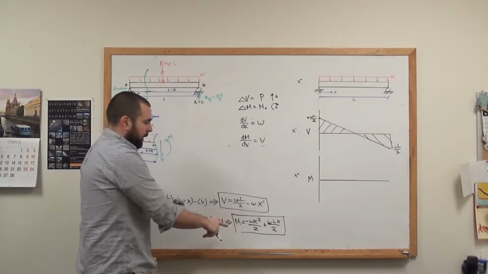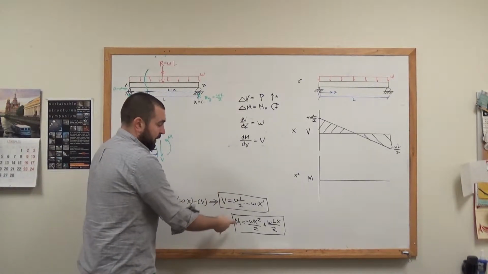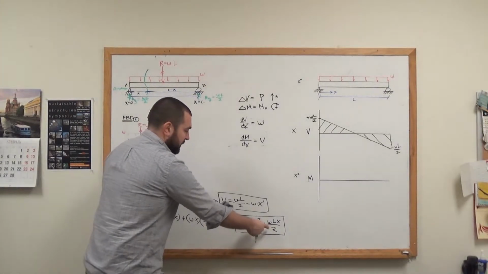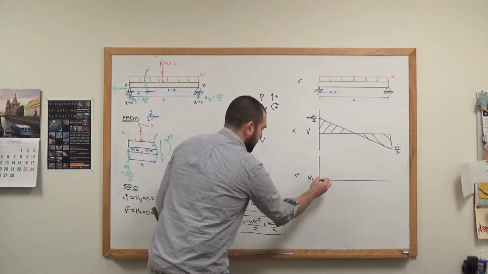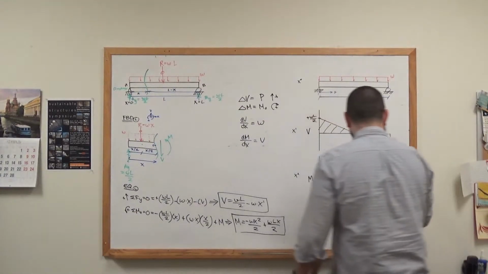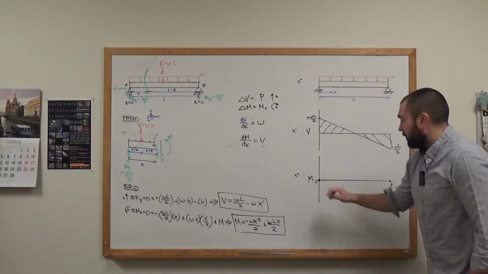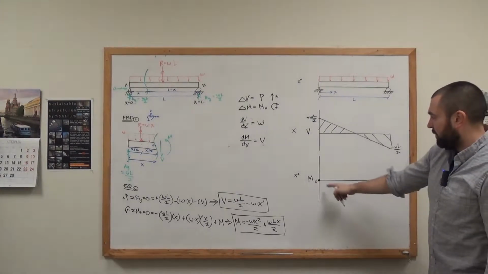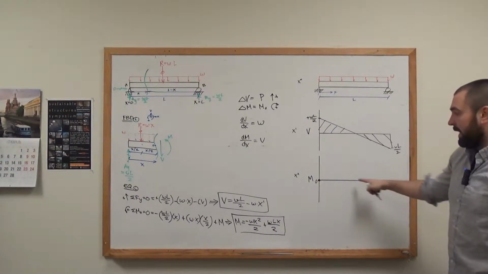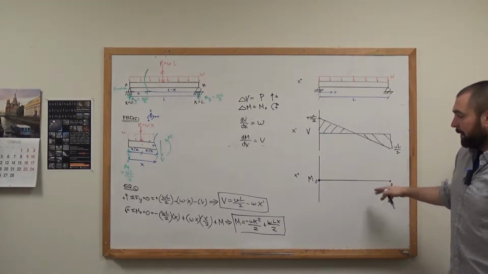With the moment diagram, here I could plug in a few different values. I could plug in x equals 0. That would be 0 plus 0, so it'll start out at 0. If I plug in x equals L, I will also get a value of 0. But don't let that make you think that this is going to be a constant 0 value the whole way. That only applies if this is a linear function.